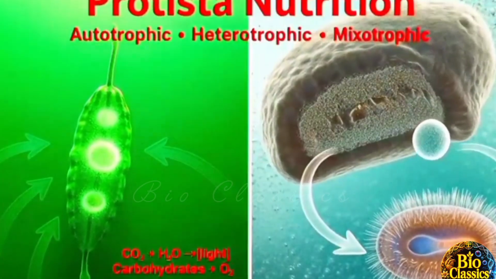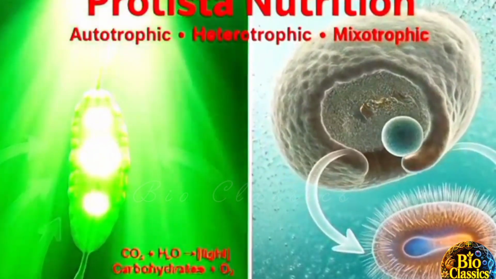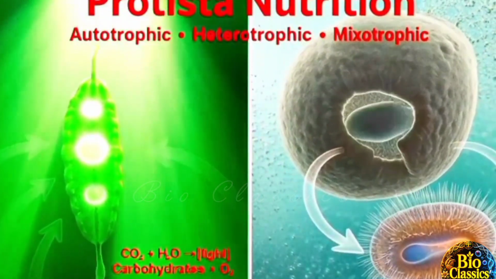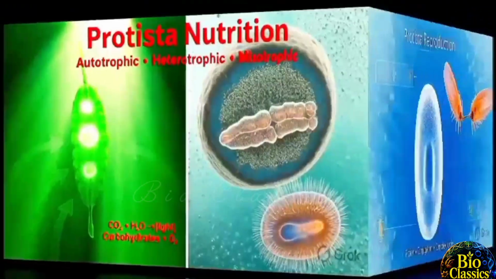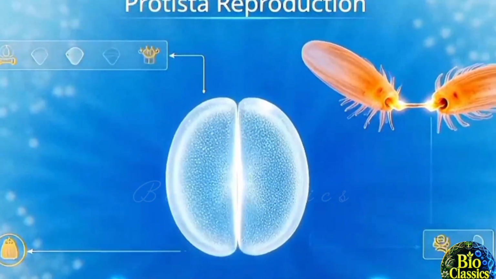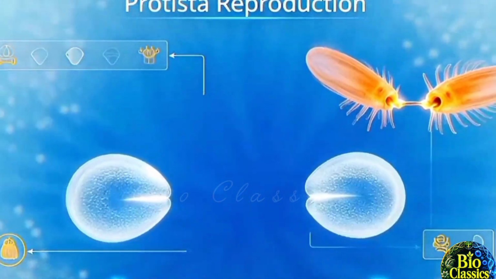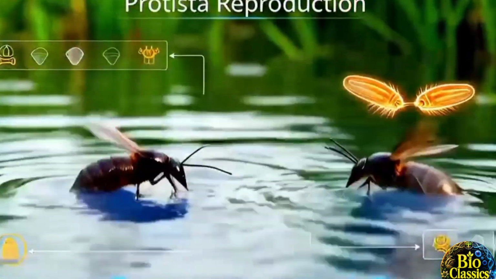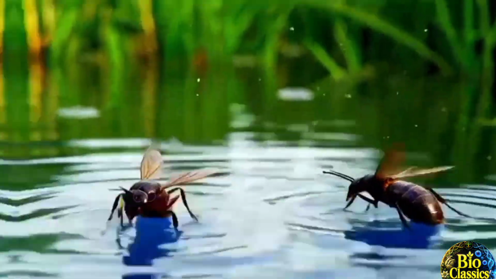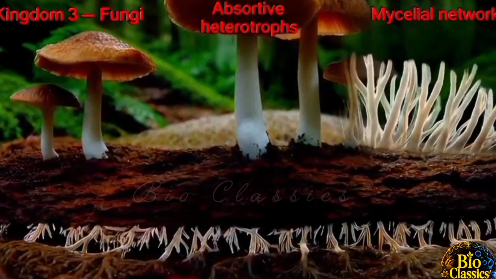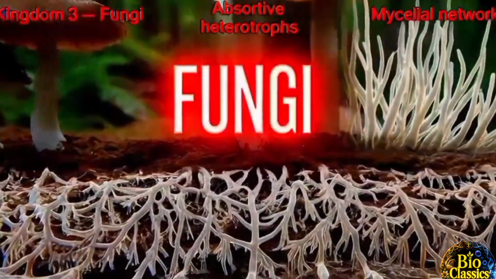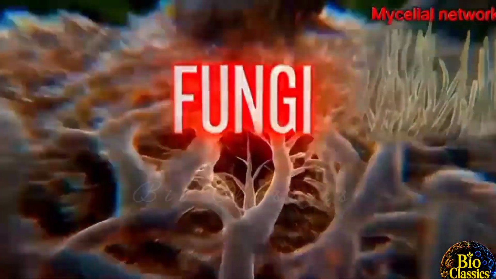Some protists made food by photosynthesis, while others hunted, absorbed, or combined both strategies. Protists reproduced by simple division, and some also exchange genes through more complex cycles. Fungi formed their own kingdom, organisms that absorb nutrients through vast filament networks.